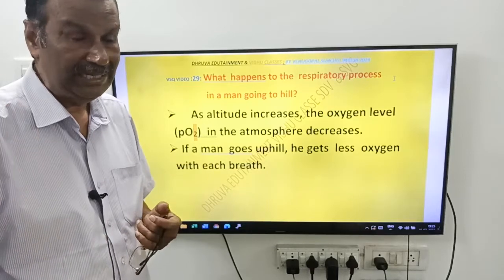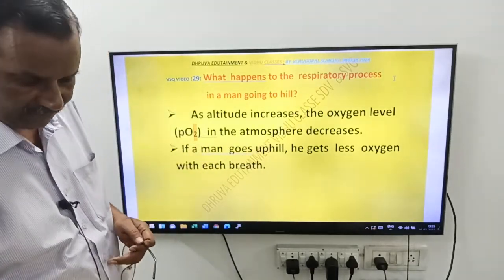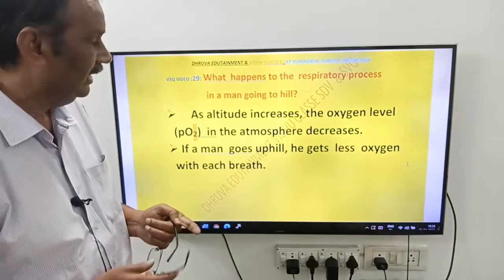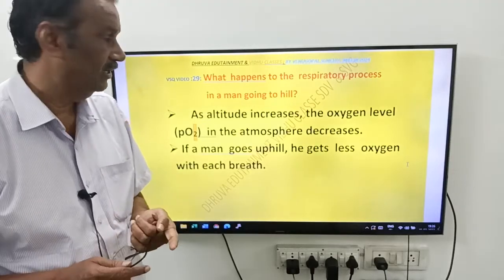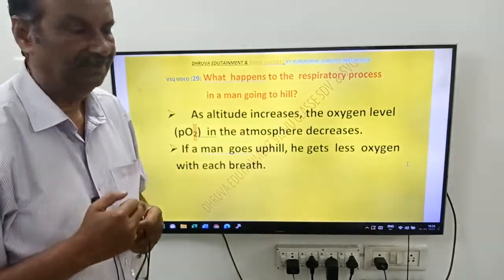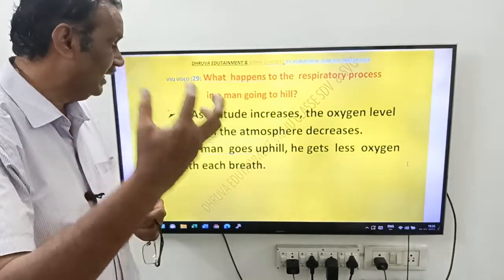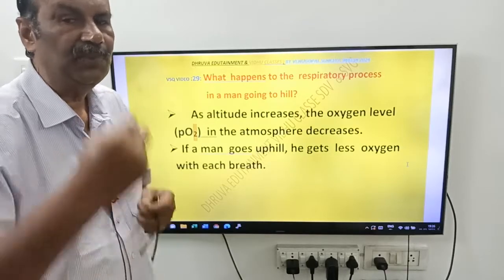the oxygen level, the partial pressure of oxygen in the atmosphere decreases. Friends, as altitude increases, the oxygen level or partial pressure of oxygen decreases in the atmosphere.